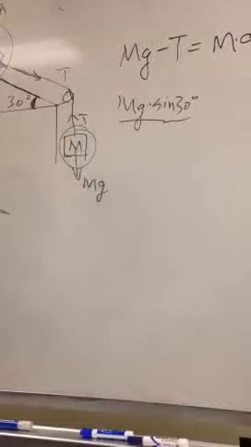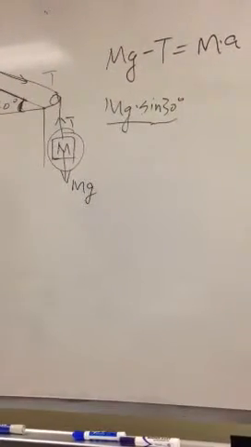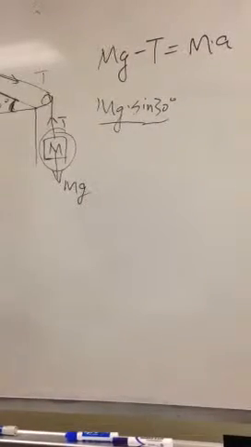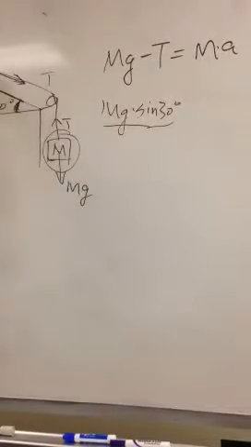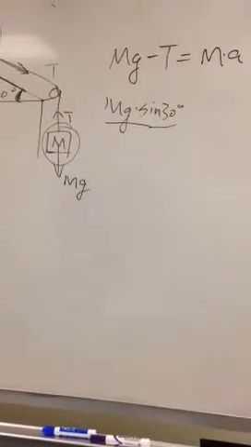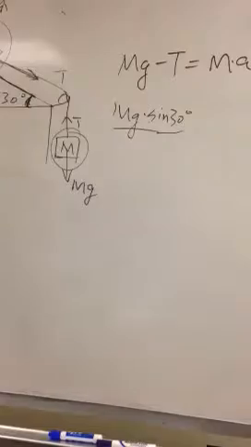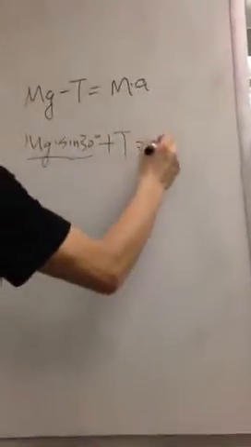The force is like this. But wouldn't it be the tension minus mg sine of 30? No, if you look at it, it's the same direction. The tension is in this direction, and this component is also in the same direction. You can draw it, and you will be able to see it. So if it's the same direction, plus T, that is ma.